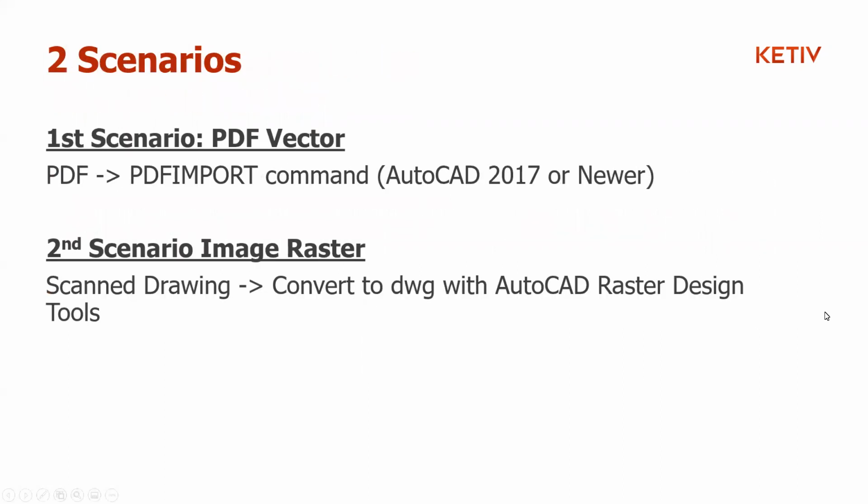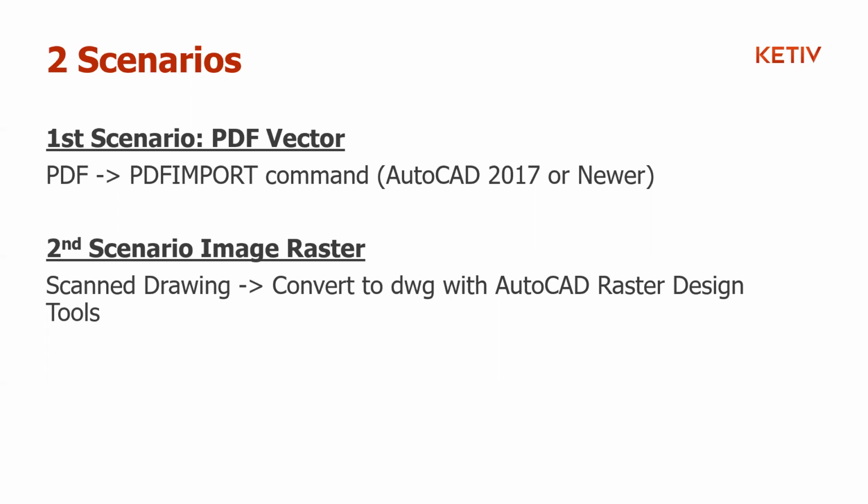So we'll be going through two scenarios today. Like I mentioned, the first one, bring in a vector PDF using the PDF import command. So if you have AutoCAD 2017 or newer, you can take advantage of this tool. So that's why it's important to always try to stay on the newer versions of the tools here.